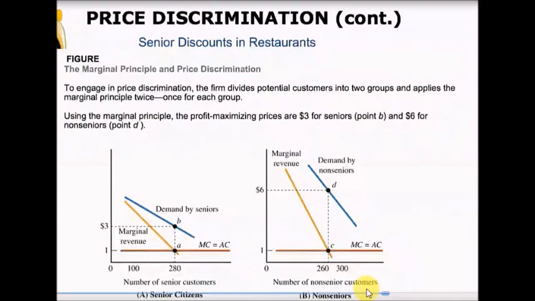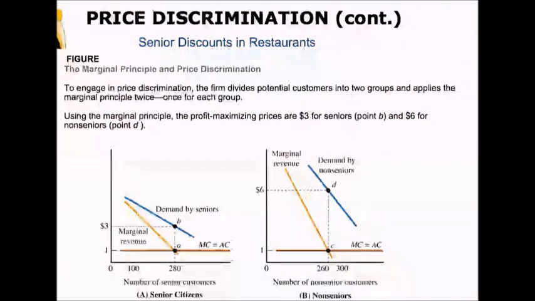To see that, what would happen if you charged the price of $3 in the non-senior market? Well, at $3, we can see that's not the profit maximizing price for non-seniors. So we must be earning lower profits in this market. The same would be true if we charged the non-senior price of $6 in the senior market. This is not the profit maximizing price given that demand curve. So in order to maximize profits, the firm tries to divide the potential customers into the two groups and applies the marginal principle twice. This is price discrimination. It's a way of maximizing profits as much as possible.